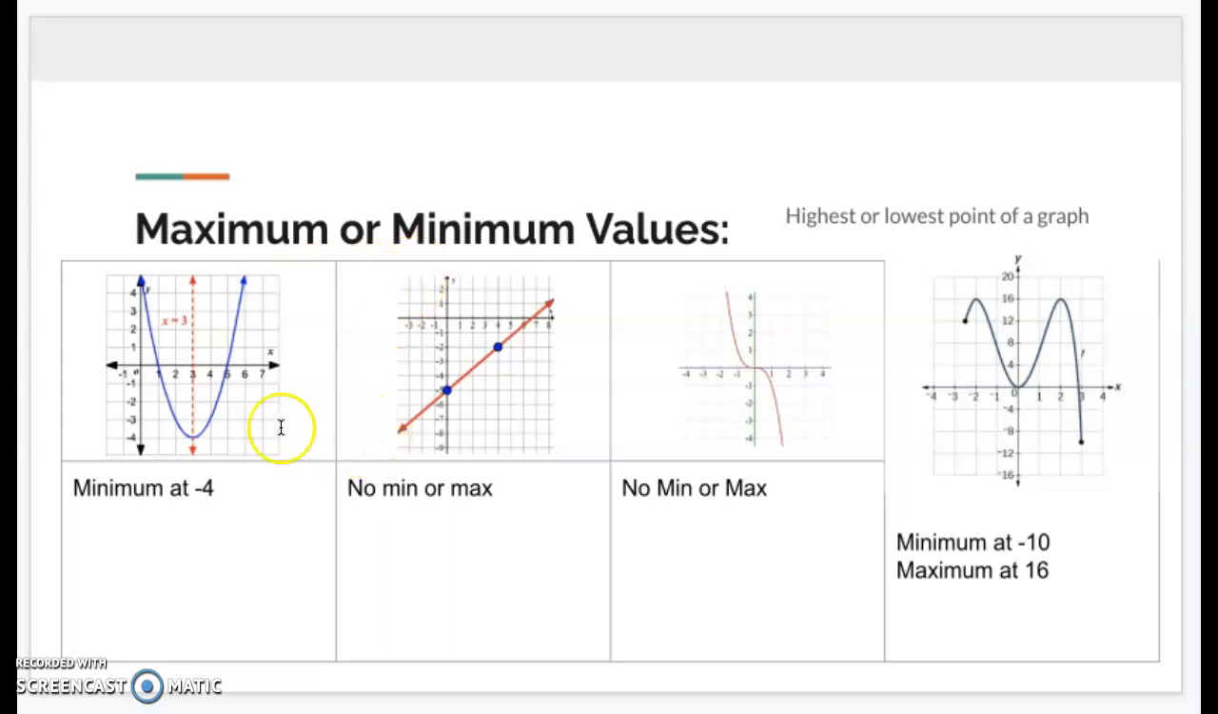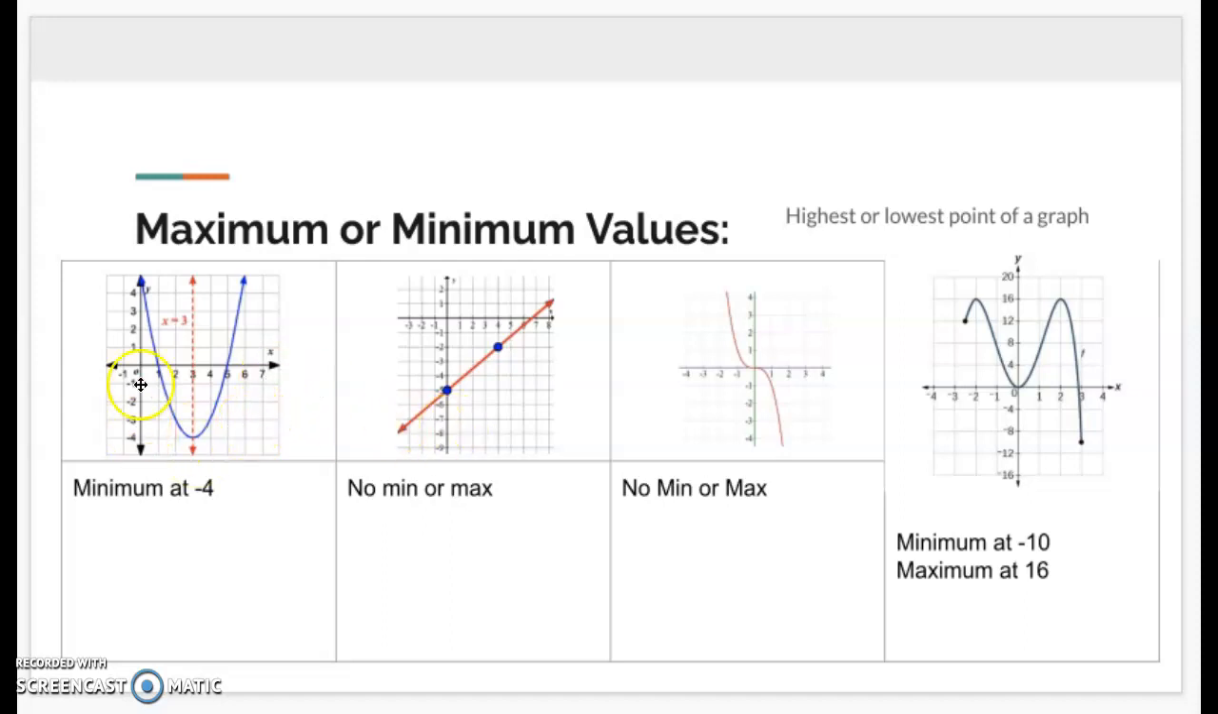So for instance, in this graph, these arrows are going to keep going up. So that means this is going to keep going up and up and up and up and up. There is no stopping point. However, there is a stopping point right here at the bottom of the graph. It can't go any lower than this point because that's where it curves, which means this one has a minimum value, a smallest value. The minimum is at -4. There are no other numbers less than -4 right here, below -4.